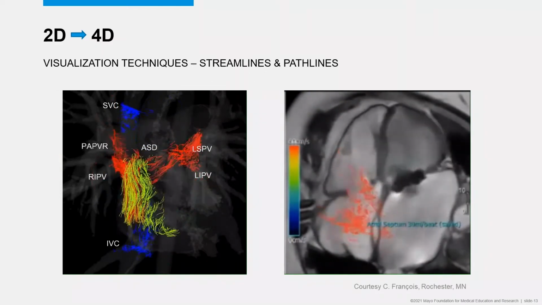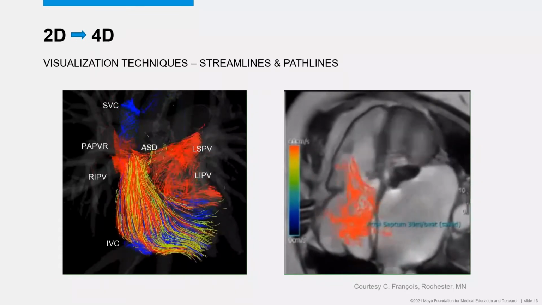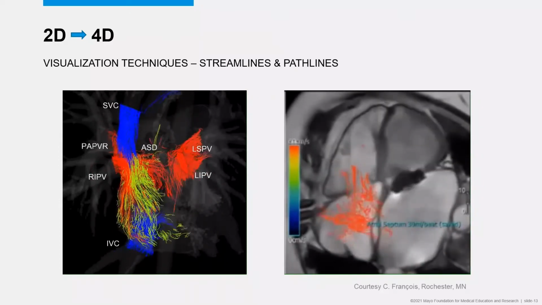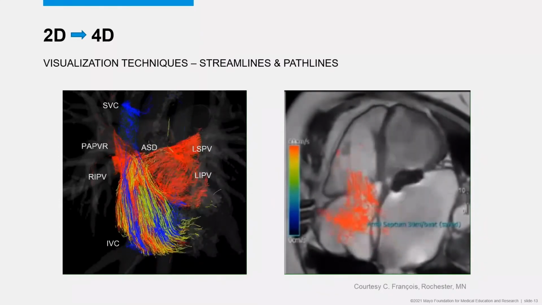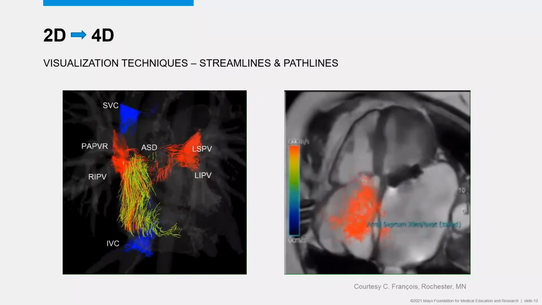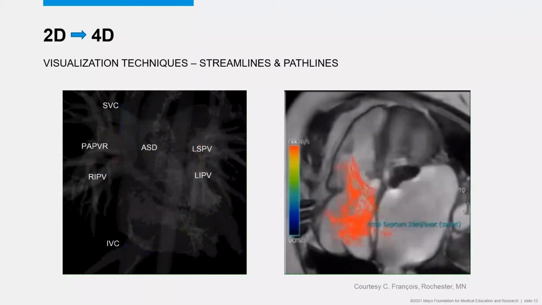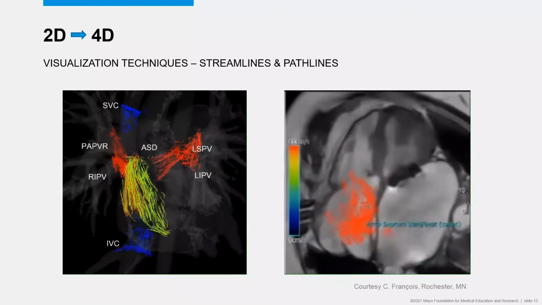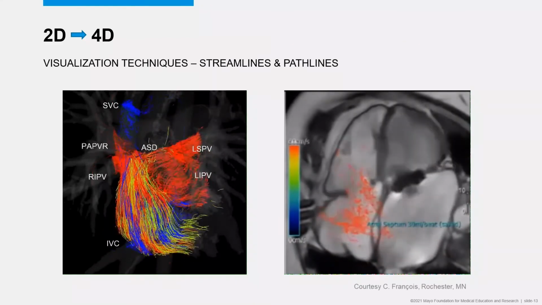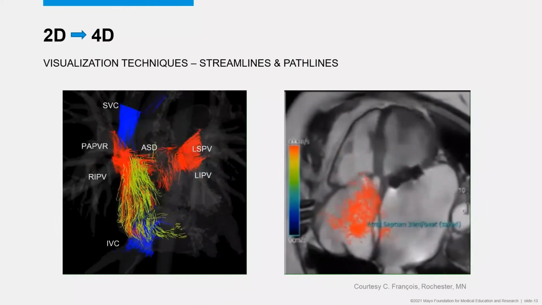Streamline and pathline visualization techniques provide even more detailed flow information. On the left, this is a patient with a VSD, and the streamline visualization nicely shows the complex mixing of blood in the right heart through the VSD. The streamline visualization technique is actually displaying a line that is traced parallel to the velocity vectors at all spatial points along the length through that velocity field.